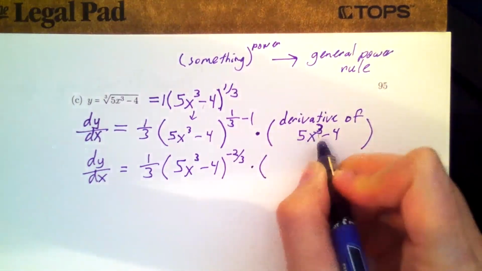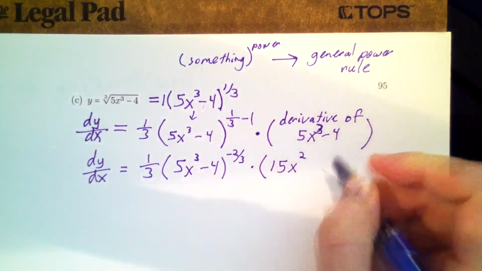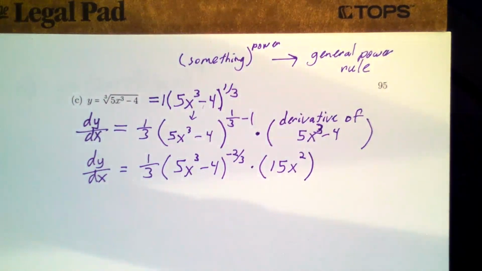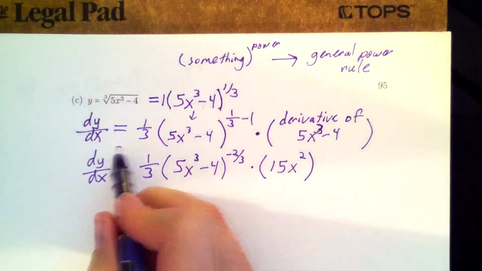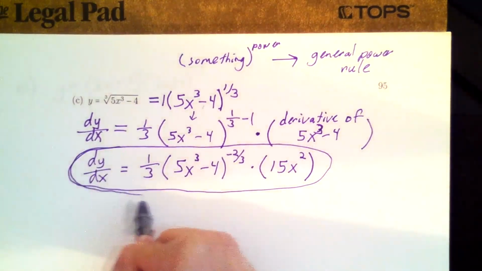The derivative of 5x cubed when I do a power rule is 15x squared. And the derivative of minus 4 is 0. So I get here. And again, if all you're doing is finding the derivative, which we are, this is good enough. This is my derivative. You can leave it like this. You can input it into Hawks like this.